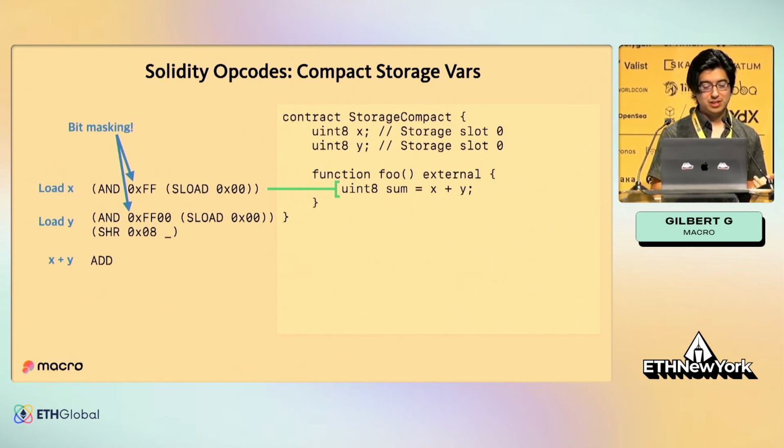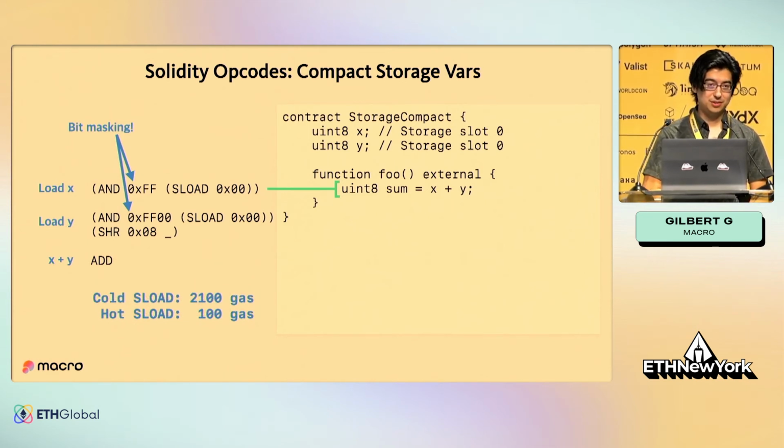Now, the benefit to doing compact storage at all is because whenever you do an sload, the first sload that you do for a given slot is going to be 2100 gas. And then every other sload on that same slot is going to be only 100 gas. So if you have 2 variables in the same slot, you're not paying 2100 gas for both of them, which is great. So that's why Solidity decides to do that. It saves you gas without much effort.